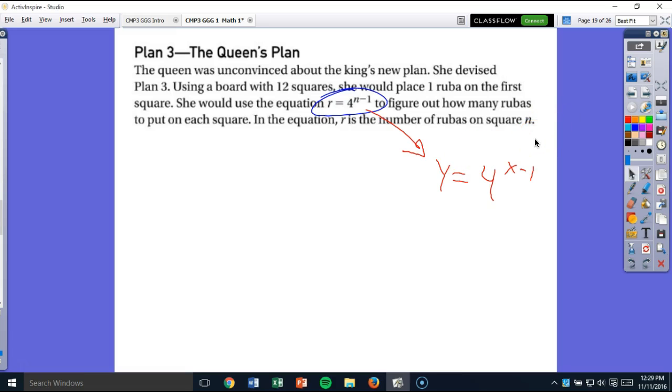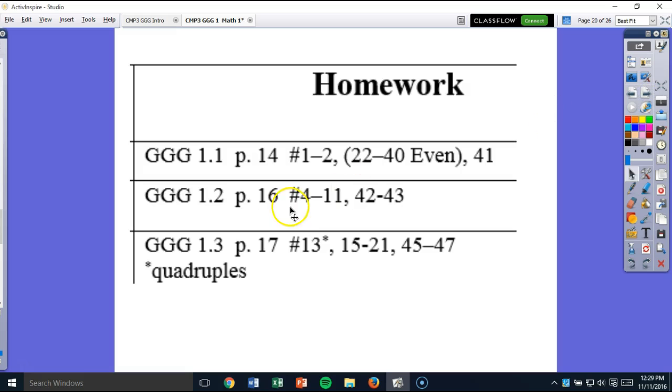Okay? So if you look at your problem 1.3 and the lab sheet from 1.3, which is going to have lots of tables for you to record all of this information on, and a graph for you as well. I want you to do problem 1.3, parts A, B, C, and D with your team, and report to me what you find out for part D. Then you'll be on to homework for 1.3. As I said, number 13, quadruples, 15 through 21, and 45 through 47. Look forward to hearing your questions and challenges in the classroom.